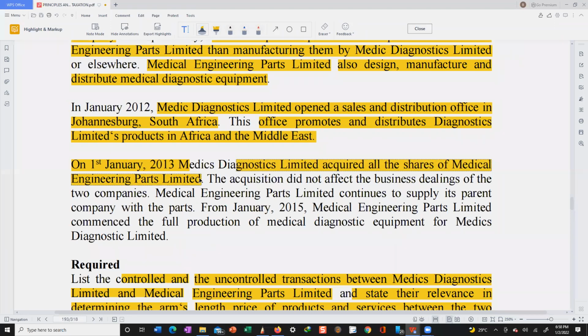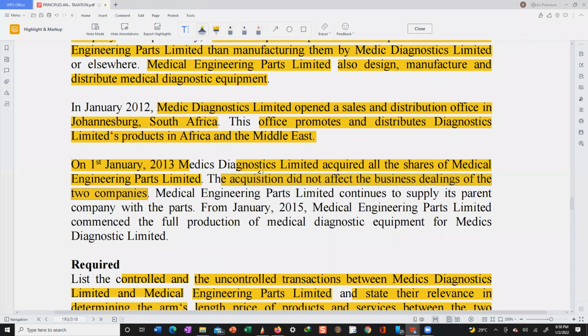Now, any transaction before 1st January 2013 becomes what? Uncontrolled. But any transaction after 1st January 2013 becomes controlled because now there's been what? Direct participation in the control and capital of Medical Engineering Parts Limited. That tells you now there's what? Controlled relationship, or there's what? They become associated enterprises. So it says that the acquisition did not affect the business dealings of the two companies.